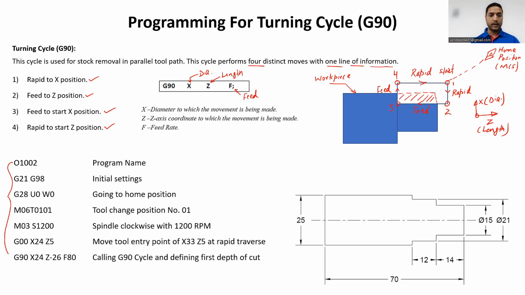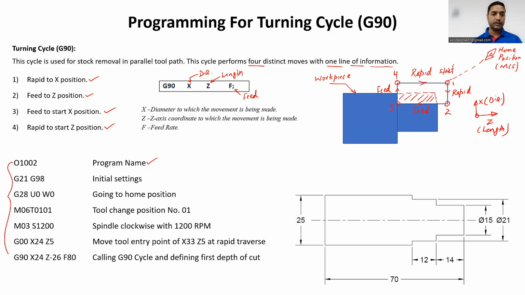So this is the starting of our program, and we are writing this program for the FANUC controller. In our FANUC controller, our program starts with the letter O, and these are our 4 digits, 1002. So this is the program name. After that, we have initial settings G21, G98. G21 is for input in mm, because the dimensions are shown here in mm. In case you have a part where the dimensions are in inches, we will use G20 code here. G98 is the G code for feed in mm per minute. In case of feed in mm per revolution, we will take G99 code.